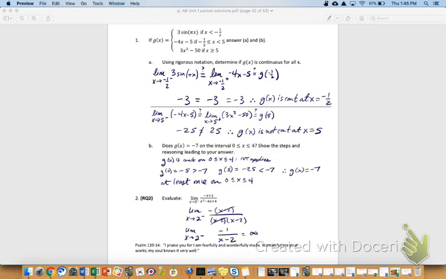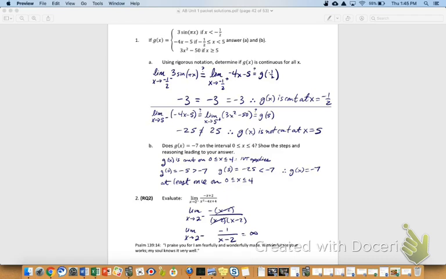Can anybody describe what kind of discontinuity we have at 5? It's a jump. Yeah, whenever you've got different behaviors from left and right, like one of these guys, we call it a jump. Okay, letter A there. B.